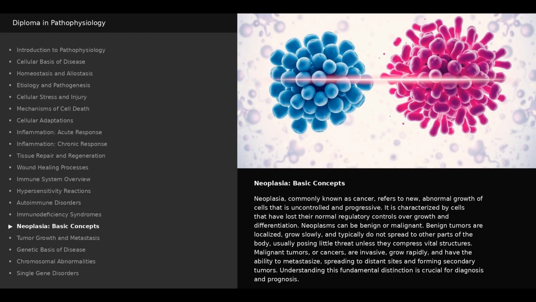Neoplasia. Basic concepts. Neoplasia, commonly known as cancer, refers to new, abnormal growth of cells that is uncontrolled and progressive. It is characterized by cells that have lost their normal regulatory controls over growth and differentiation. Neoplasms can be benign or malignant. Benign tumors are localized, grow slowly, and typically do not spread to other parts of the body, usually posing little threat unless they compress vital structures. Malignant tumors, or cancers, are invasive, grow rapidly, and have the ability to metastasize, spreading to distant sites and forming secondary tumors. Understanding this fundamental distinction is crucial for diagnosis and prognosis.